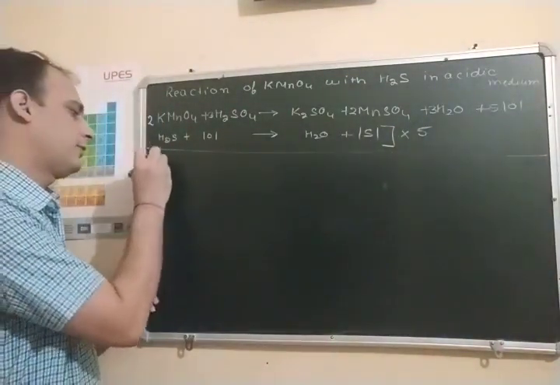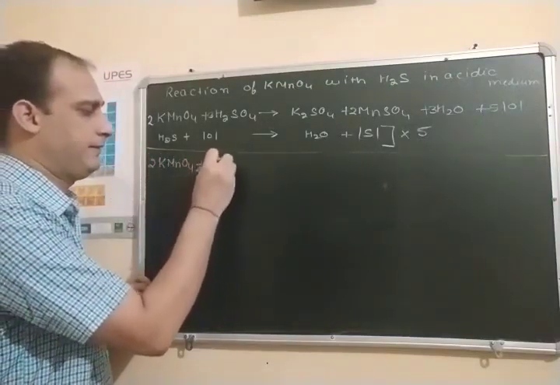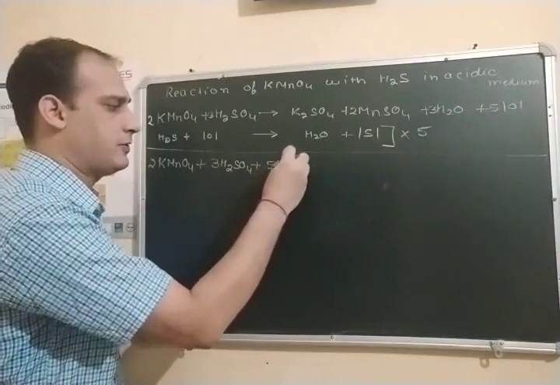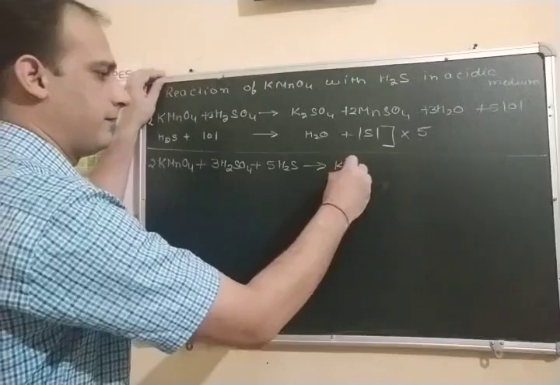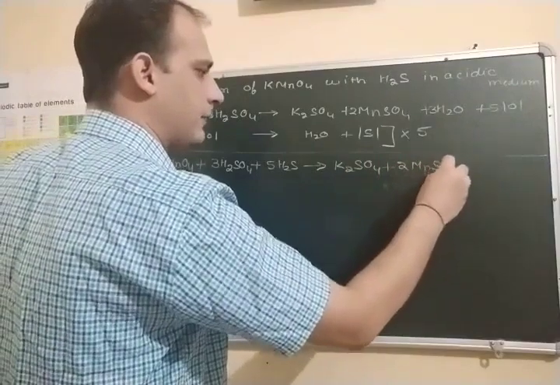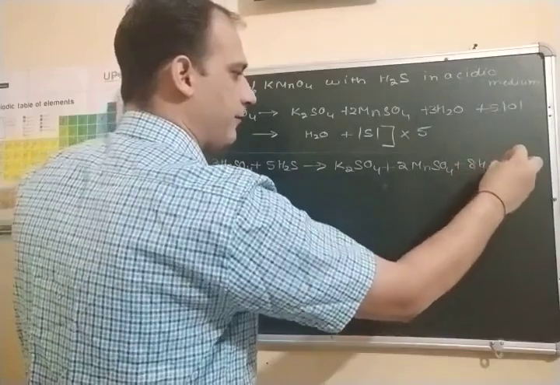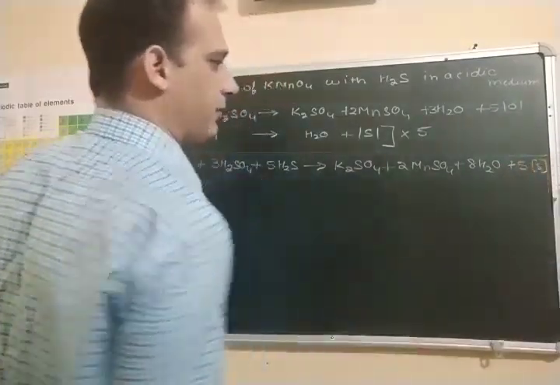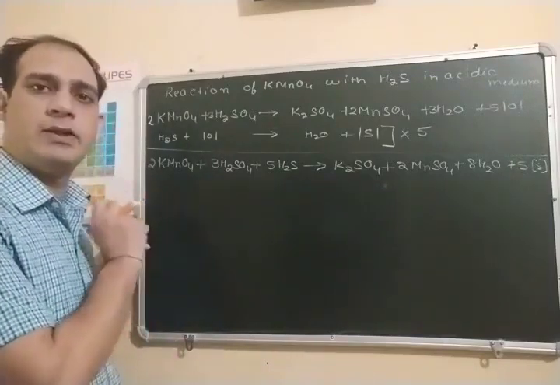The overall equation will be 2 KMnO4 plus 3 H2SO4 plus 5 H2S, and it will form K2SO4 plus 2 MnSO4 plus 5 and 3, 8 water molecules plus how many sulfur? 5 nascent sulfur. So this will be the overall equation. This will be the molecular equation.